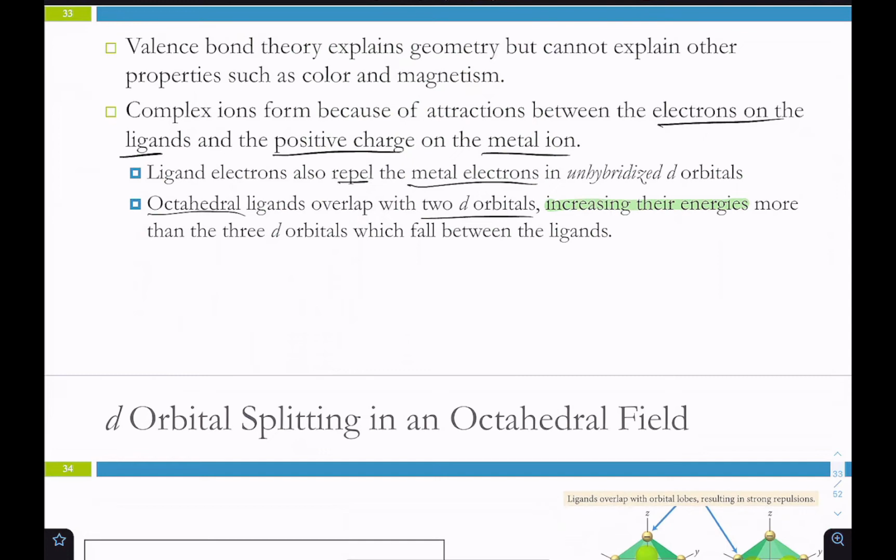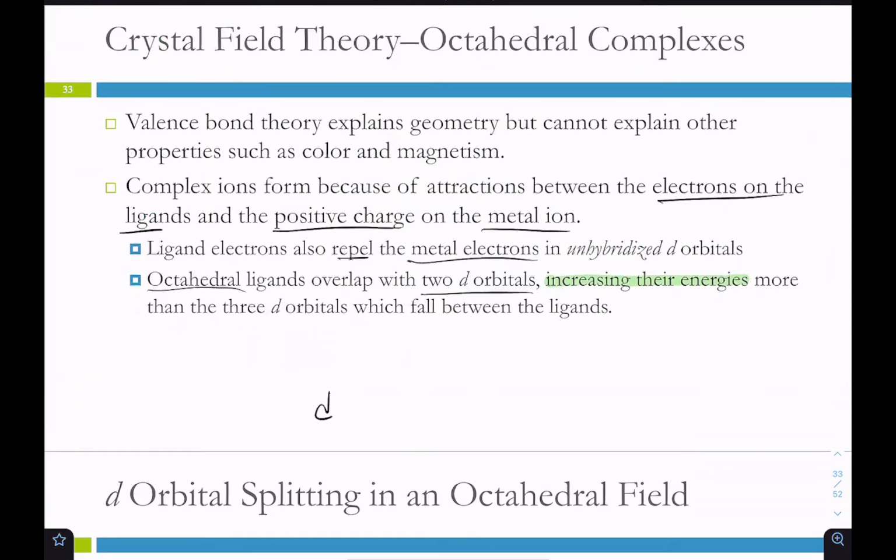Because remember, right, our d orbitals, we've got 1, 2, 3, 4, 5 of them, right? And so we can fill these with different numbers of electrons. So there's 5 total d orbitals. 2 of those are going to be more affected than the others by the proximity of the ligands.